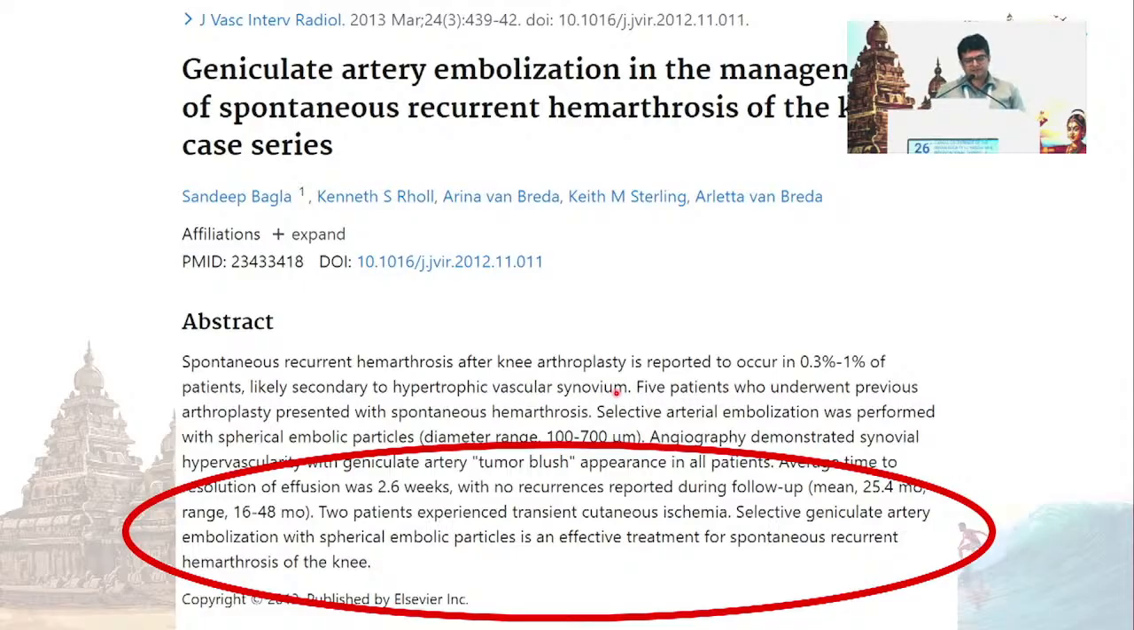no recurrences during follow-up at 16 to 48 months, and 2 patients had a transient cutaneous ischemia that the previous speaker told, but they go away in 2 to 4 weeks, so it is a safe procedure.